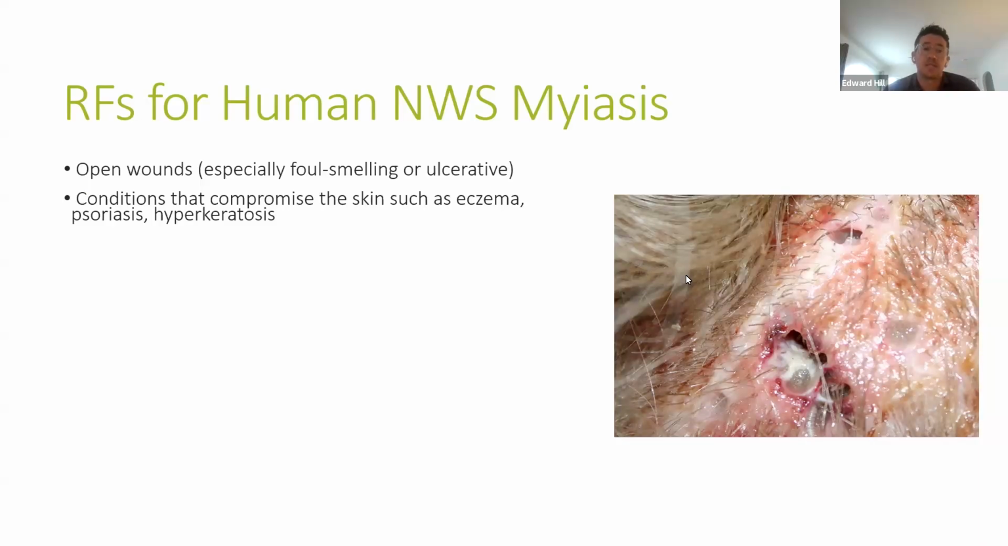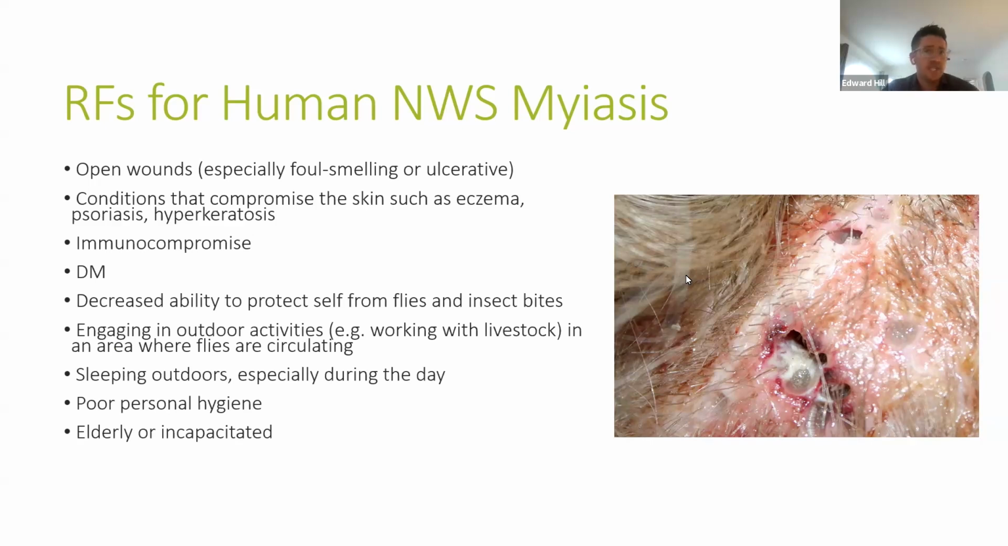Conditions that compromise the skin are another risk factor. So this is an image of scalp myiasis in a very healthy 12-year-old girl who lived in Colombia and had psoriasis. So the psoriasis obviously predisposed her to this condition. And then typical risk factors: immunocompromised, diabetes, poor hygiene, like working with animals, living outside. If you're unable to protect yourself from fly and insect bites, that's another big risk factor there as well.